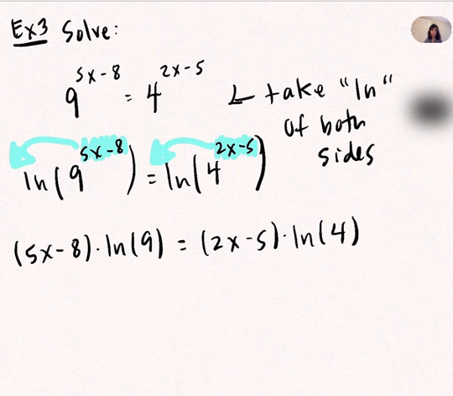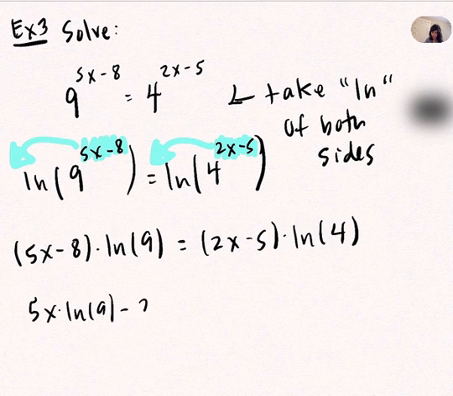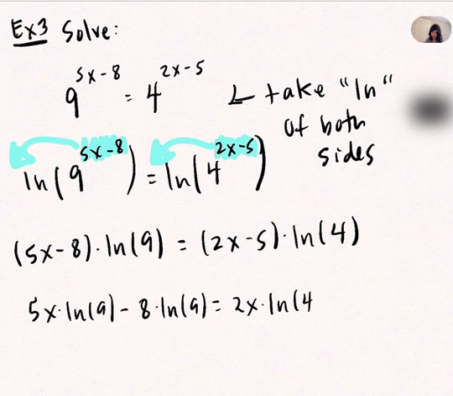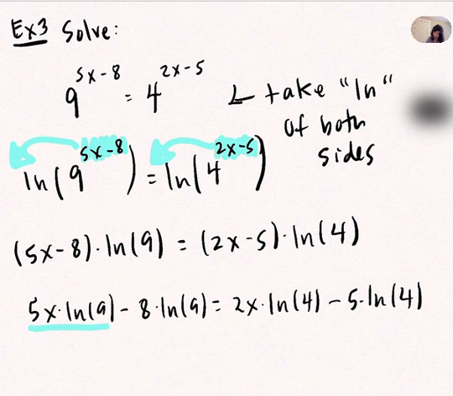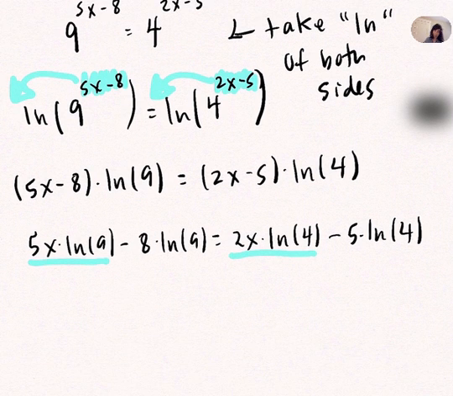So how do we solve for x? We're going to distribute each side, so I'm going to do 5x times ln of 9 minus 8 times ln of 9 equals 2x times ln of 4 minus 5 times ln of 4. And now I'm going to notice where all the x's are. So we have a term with an x in it here and a term with an x in it here. And then the other 2 terms are constants. So I'm going to get everything with an x on one side of the equation and everything that's a constant on the other side. So first I'll start with the x's.